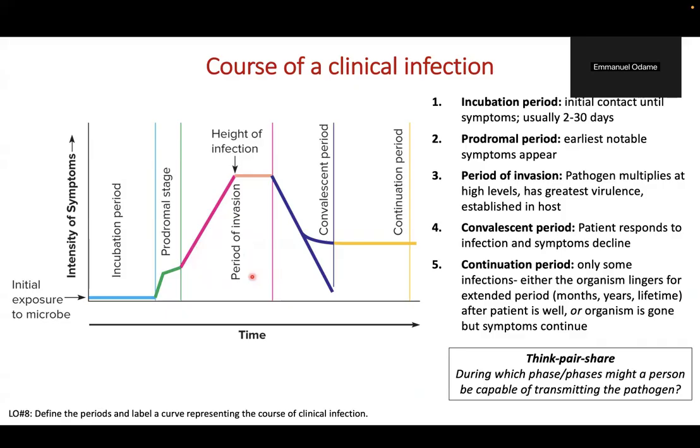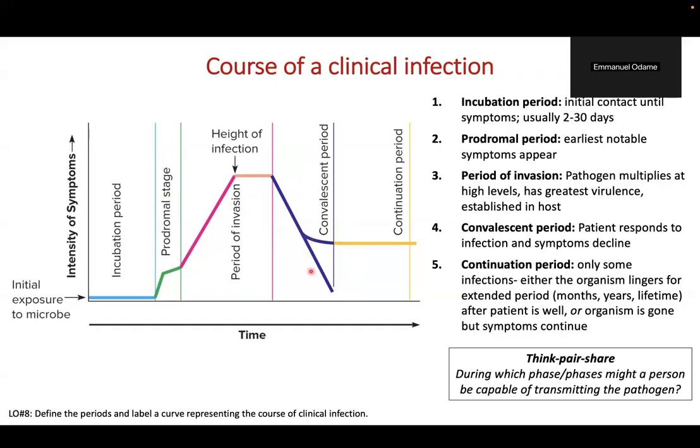Then it moves to the height of infection, or the period of invasion, where the pathogen multiplies at a high level and is causing great violence in your body. So that's where its greatest virulence is at. It's just at the peak. It's causing more infection compared to here, where you have a little bit of symptoms showing. Here you have the greatest symptoms showing, and the bacteria just attacking your body.